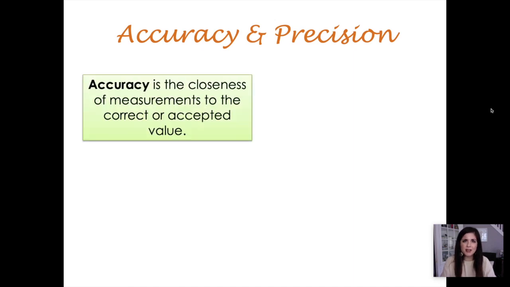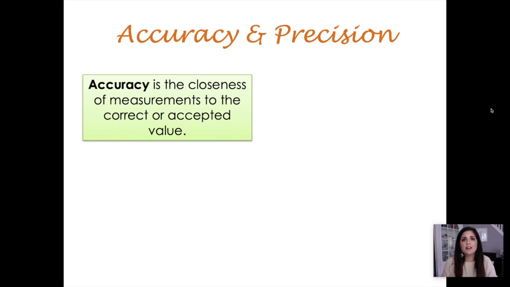So accuracy and precision, what's the difference between them? Accuracy is the closeness of measurements to the correct or the accepted value. If you are doing something and you get a value that is what you're supposed to get, that means that you were accurate in your measurement.